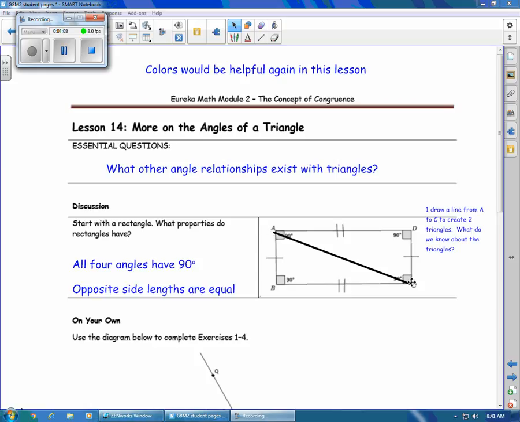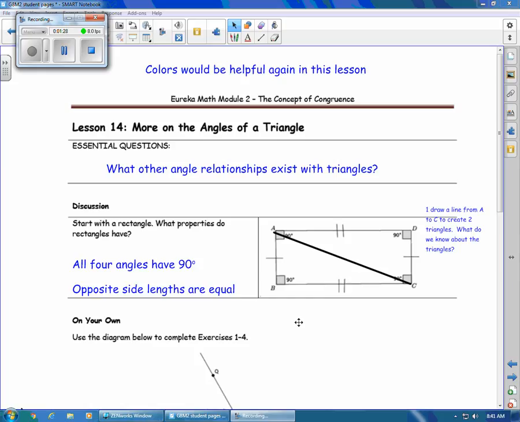Furthermore, if I copied this triangle onto a transparency and then rotated it around, and actually I'd have to rotate and reflect, they would map onto each other perfectly. So what are we trying to prove here? We're trying to prove the triangle sum theorem yet another way.